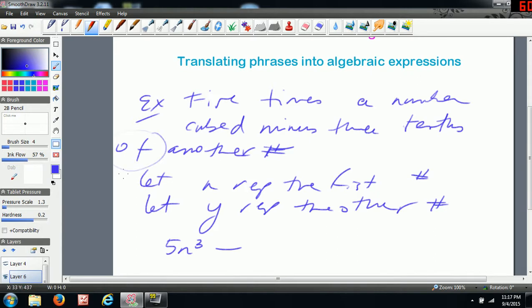Whenever you see the word "of," that always means multiplication. That's something important to keep in mind in math. So 3/10 of another number is multiplication, so that's times another number, and in this case we're using y. We don't write down multiplication, we just write 3/10 in front of y, but really it's 3/10 times y, which can be written as 3/10 y, or 3y over 10 if you want. That's how we would transfer that one over.